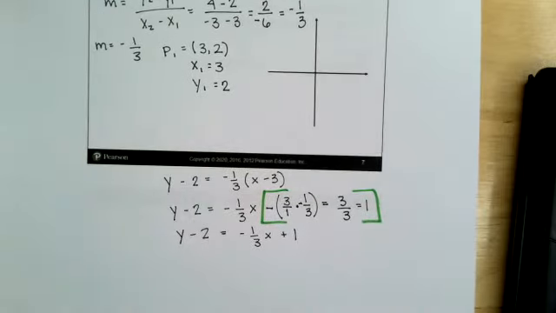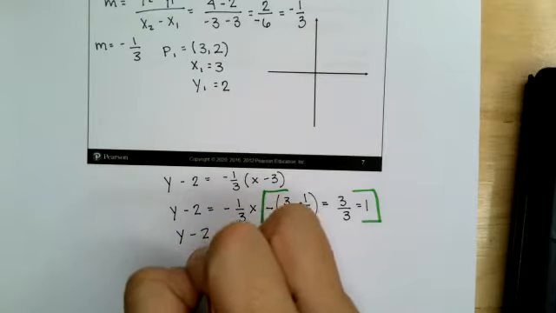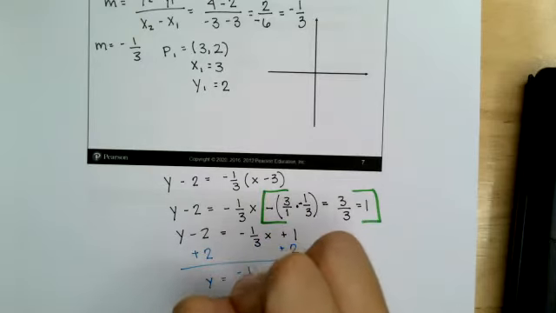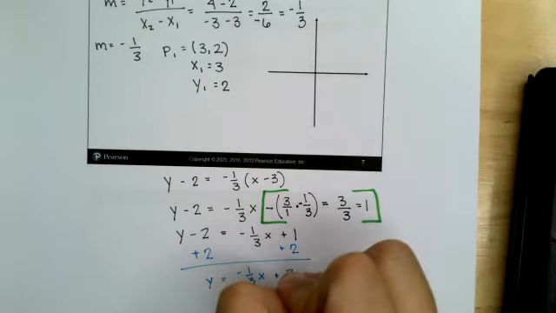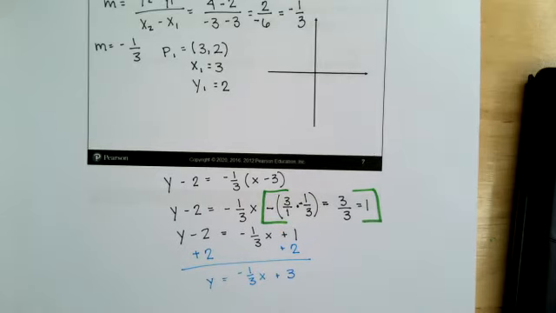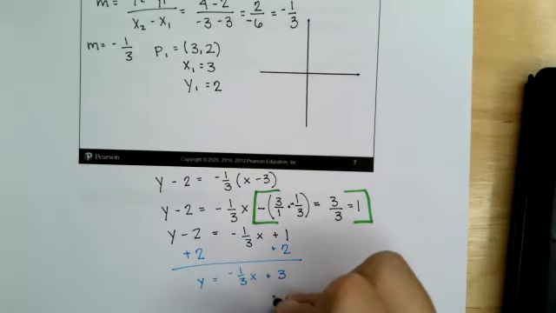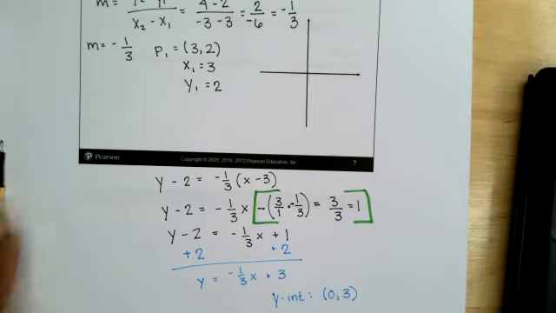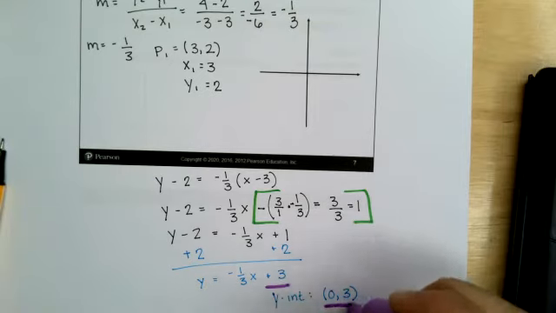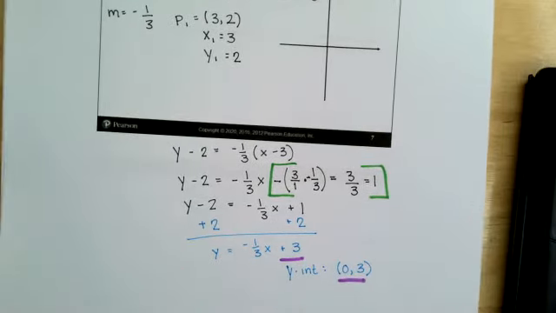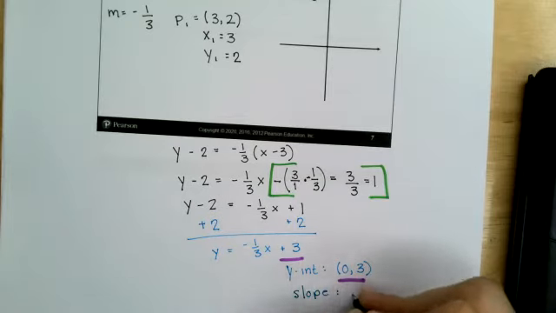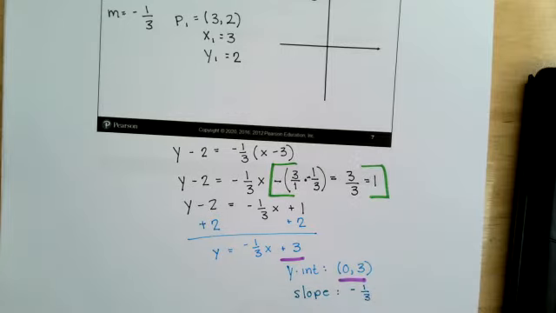Now I'm just going to solve for y by adding 2 to both sides. y equals negative 1/3 x plus 3. That means my y-intercept is (0, 3), and my slope is negative 1/3.